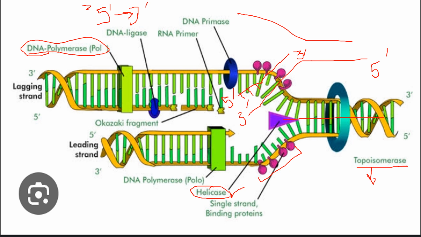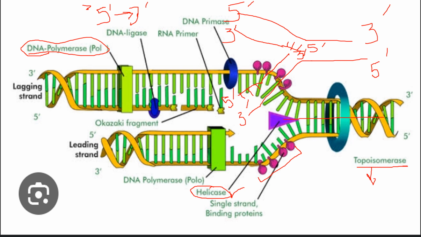formed in a discontinuous manner, because in this case the polarity of this parent strand is, here I have, this is the 5 prime end and this is the 3 prime end, and the new strand started from here. Here a primer is added by the DNA primase enzyme and it started the synthesis of your DNA in this direction, from 5 prime to 3 prime direction, anti-parallel to the parent strand.